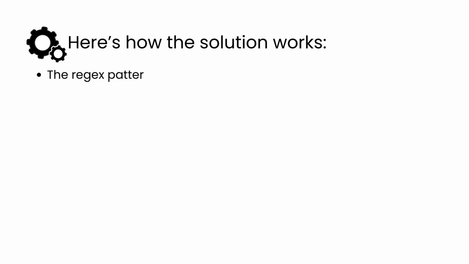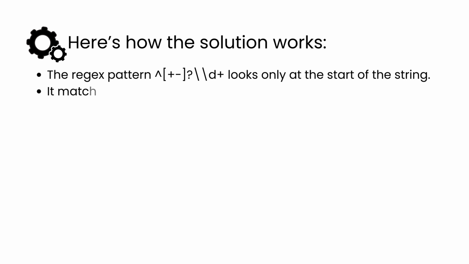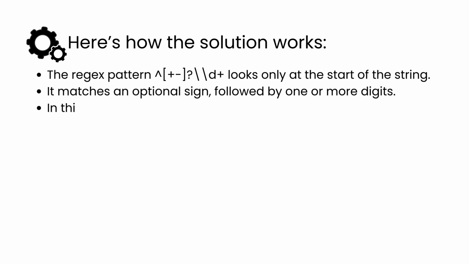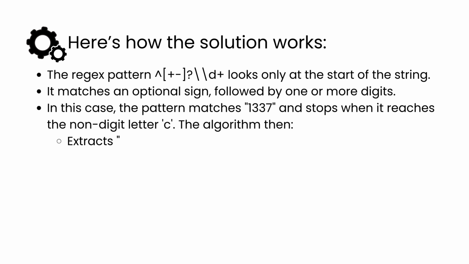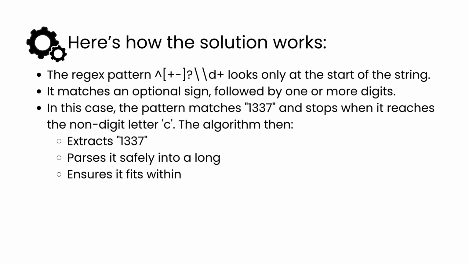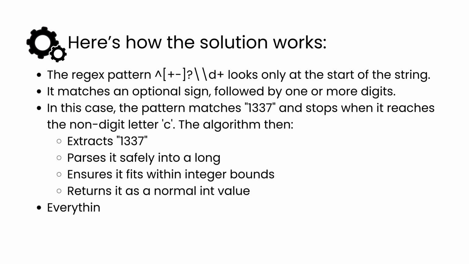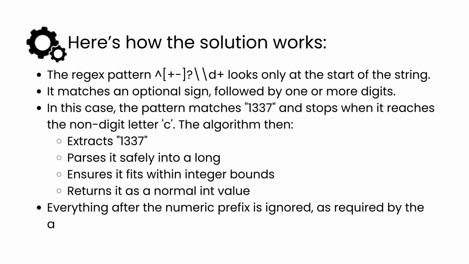Here's why the solution works. The regex pattern looks only at the start of the string. It matches an optional sign, followed by one or more digits. In this case, the pattern matches 1337 and stops when it reaches the non-digit letter C. The algorithm then extracts 1337, parses it safely into a long, ensures it fits within integer bounds, and returns it as a normal int value. Everything after the numeric prefix is ignored, as required by the atoi rules.